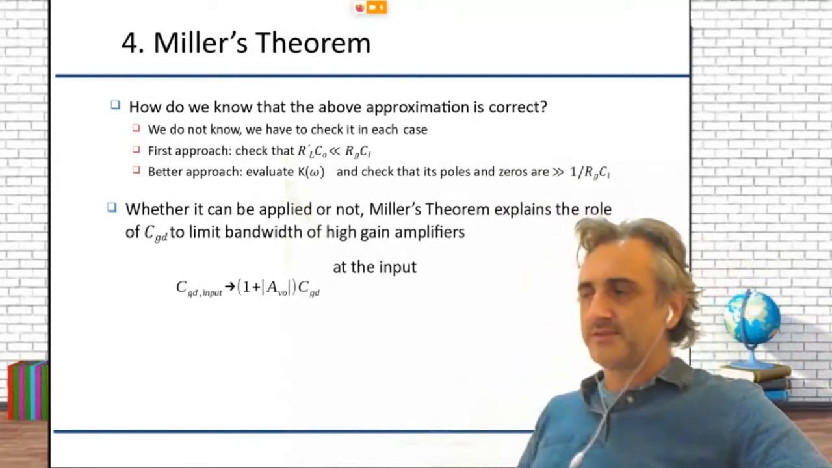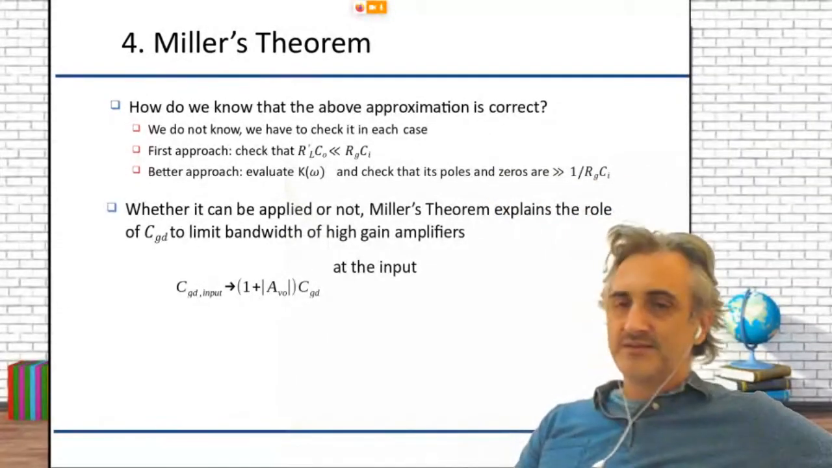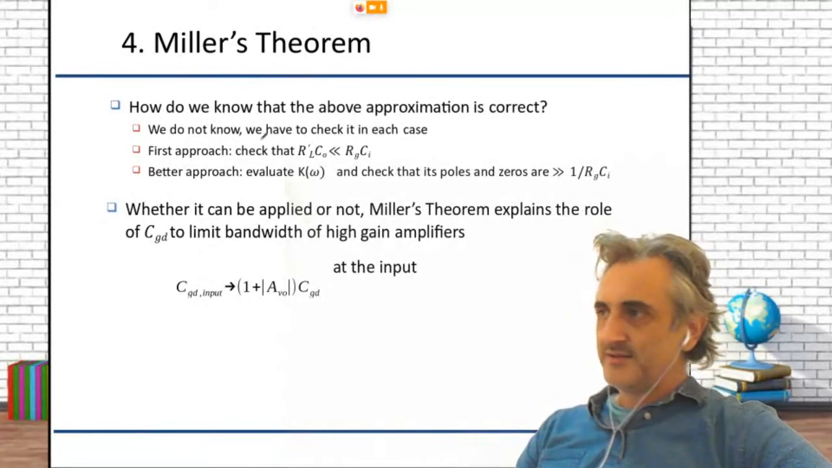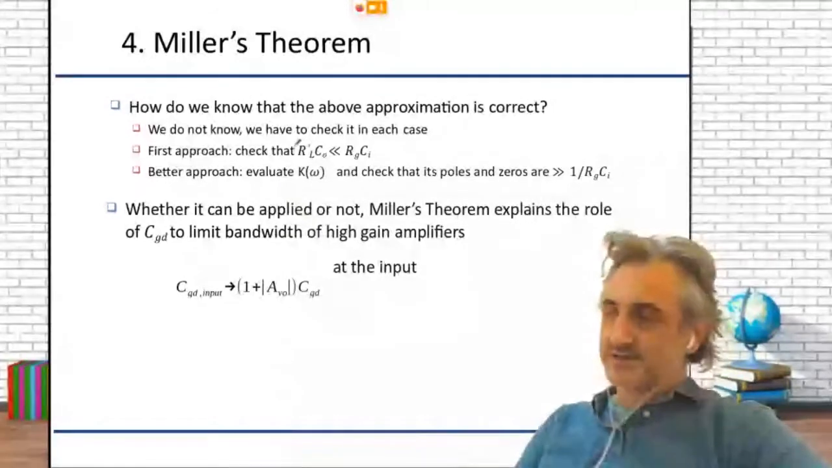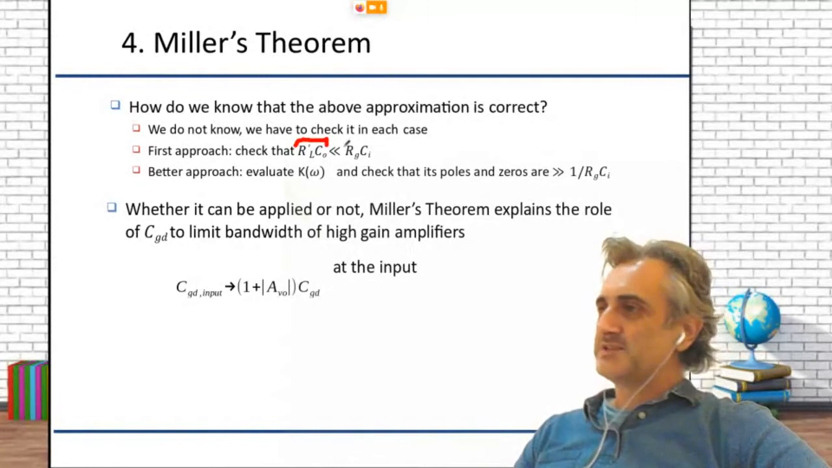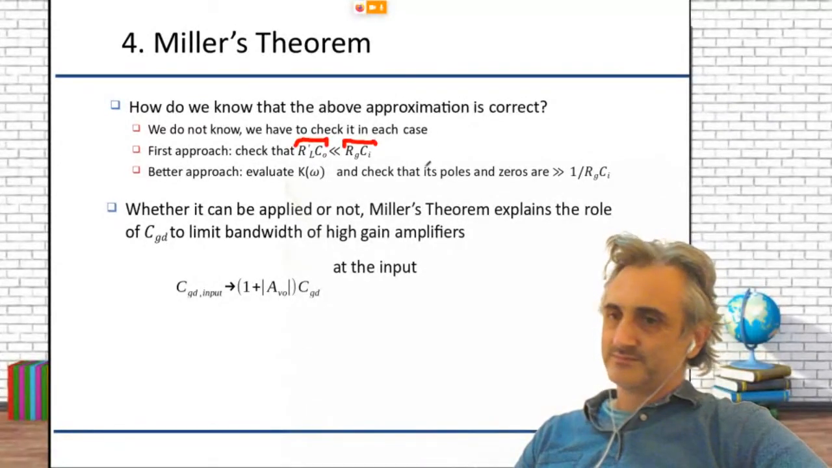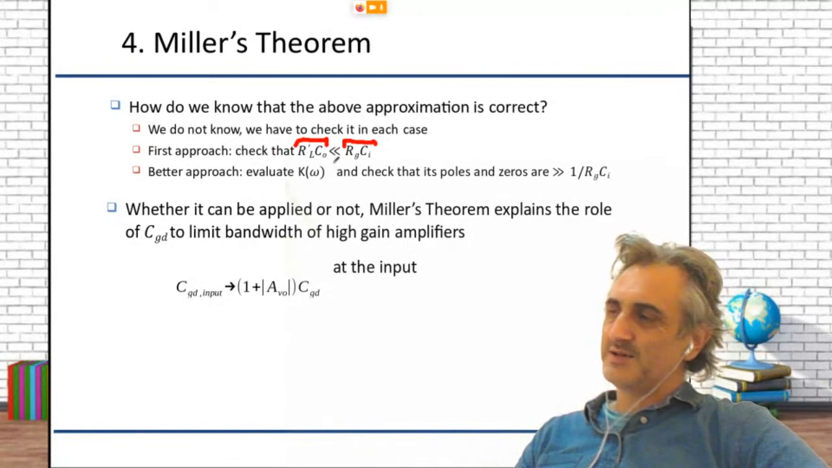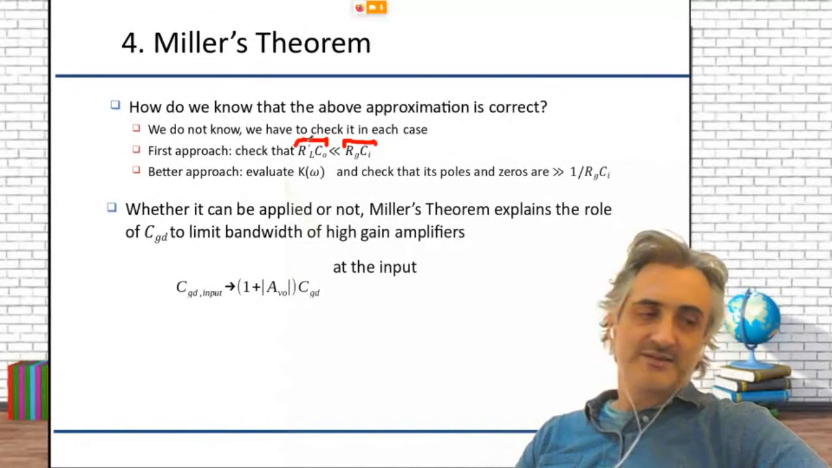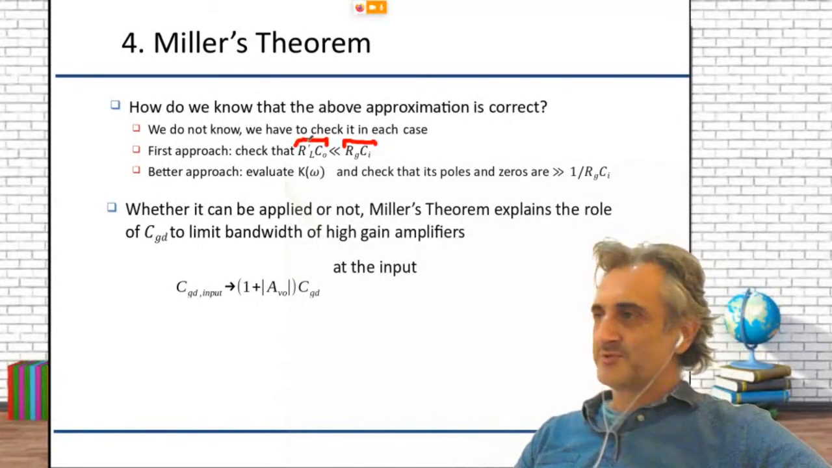Okay, so how do we do that? We do that by checking the position of the poles. We can check first, as a fast check, that the pole at the output is much higher than the pole at the input, or that this RC constant is much lower than this other RC constant. If this is correct, then our approach was valid.